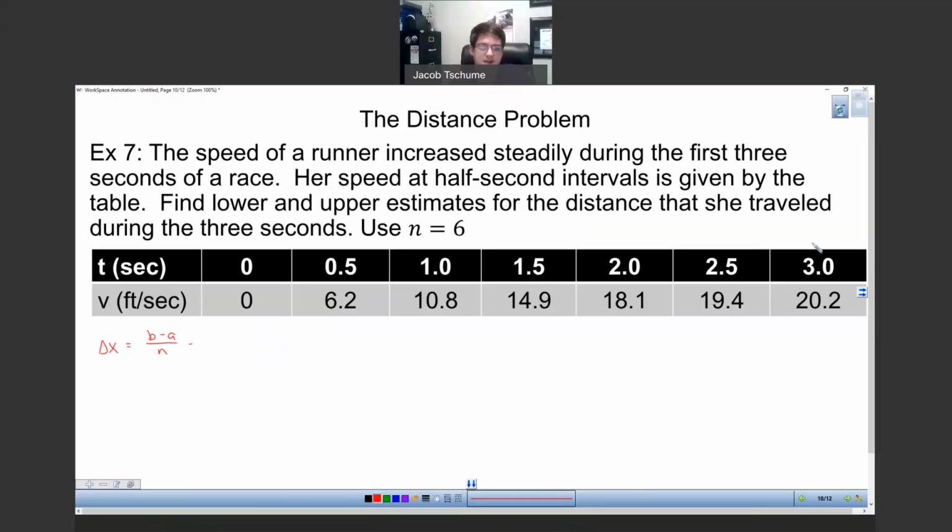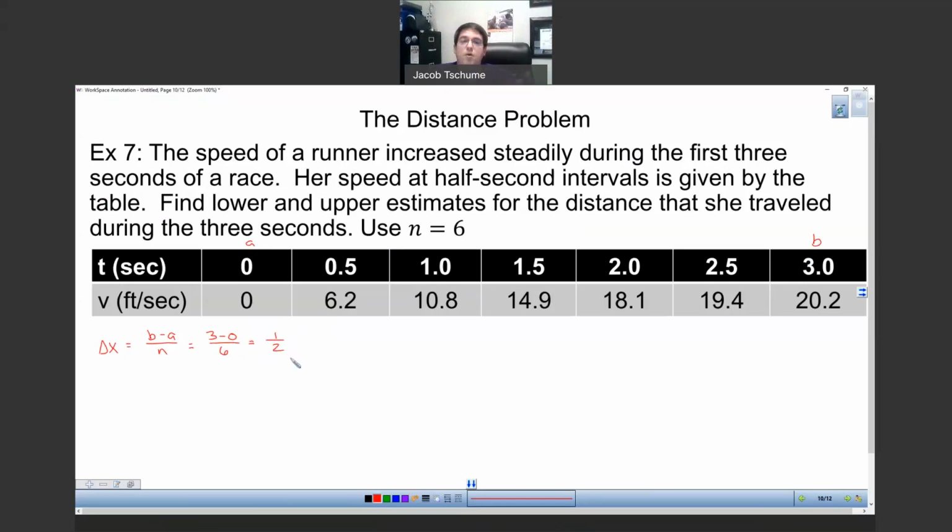Well, my b value here is going to be 3, and my a value is going to be 0. And they want us to divide this up into 6 different rectangles. So I'm going to divide it by 6. And that does simplify into 1/2.